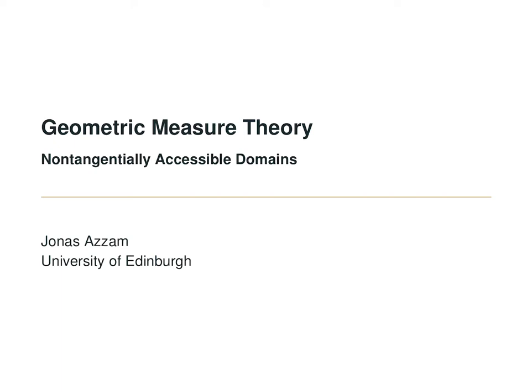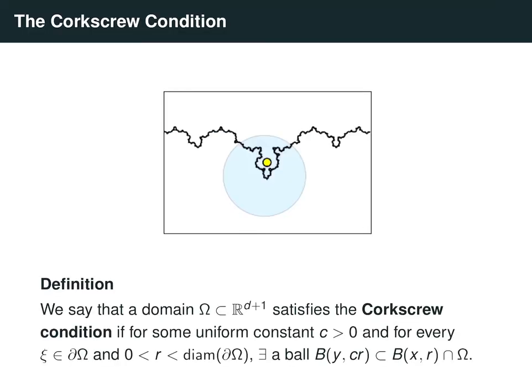Since harmonic measure is defined in terms of a domain omega, it's natural that the geometry of the domain omega affects the properties that the harmonic measure for that domain has. And in particular, one kind of domain where the geometry of the domain implies very nice properties about the harmonic measure are non-tangentially accessible domains, which were introduced by Jerison and Kenig.